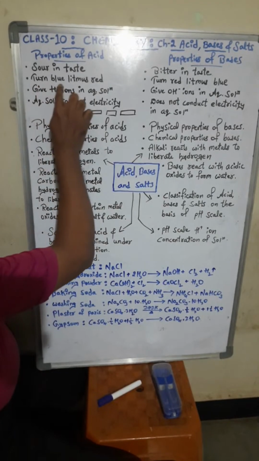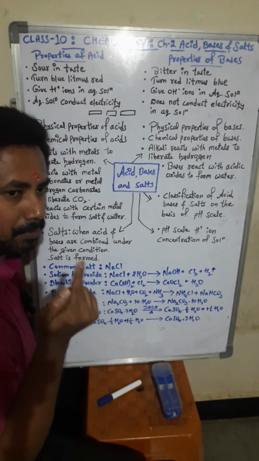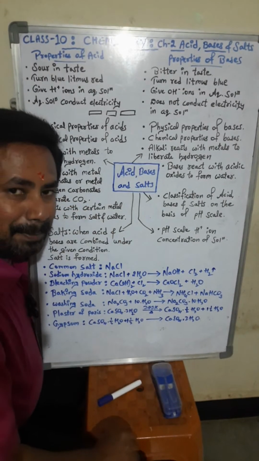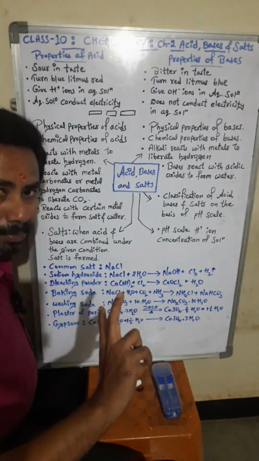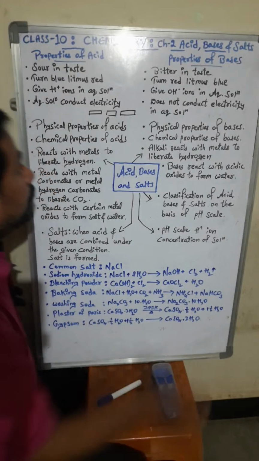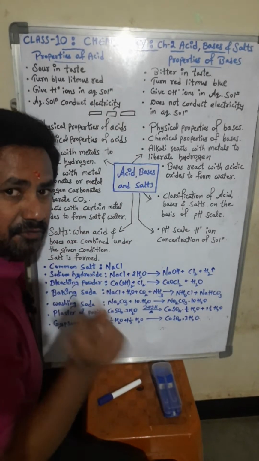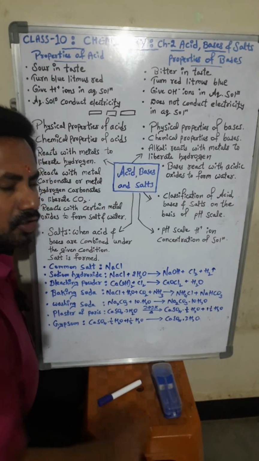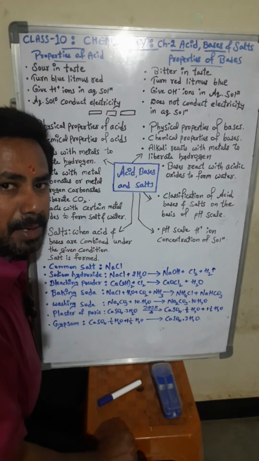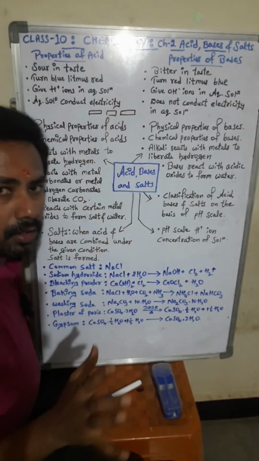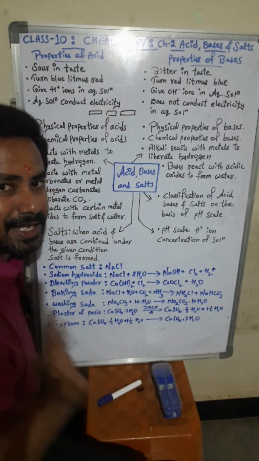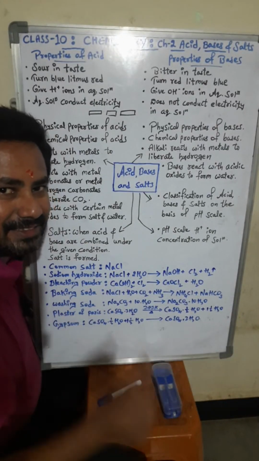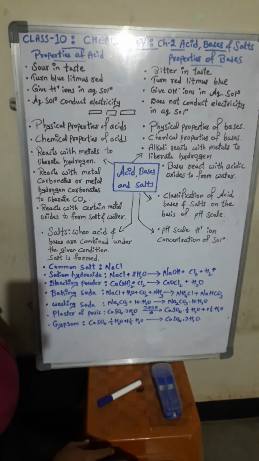If a blue litmus paper is kept in acid, it will change its color to red. If color changed from blue to red, it means it is acid, students. You have to understand. Is it clear? It is difficult to remember? Very easy. Red means what? Danger. Just imagine, red means danger. Blue means not danger. If the color changes from blue to red, it means it is acid. Is it clear?